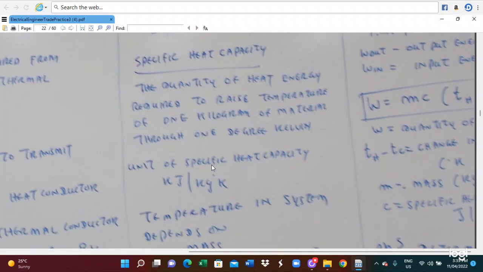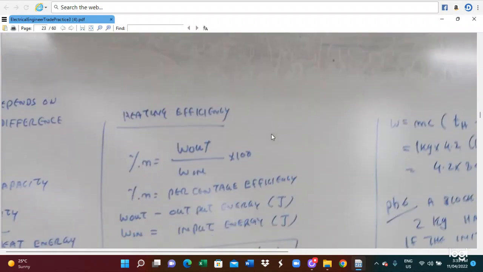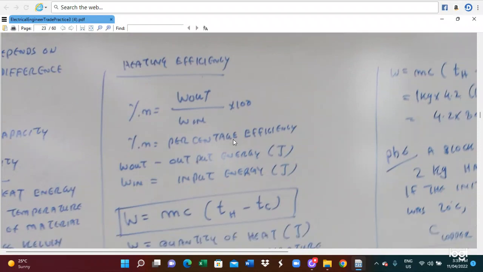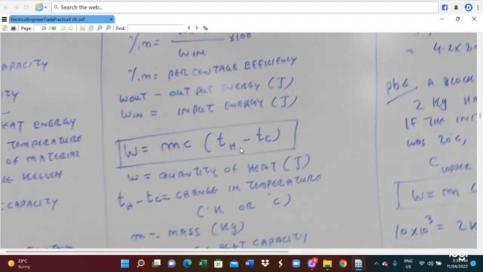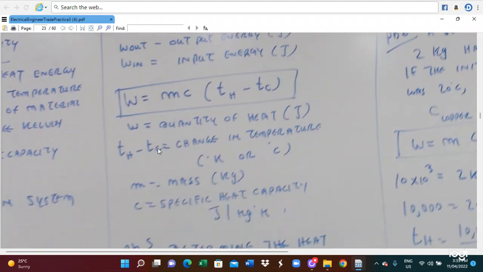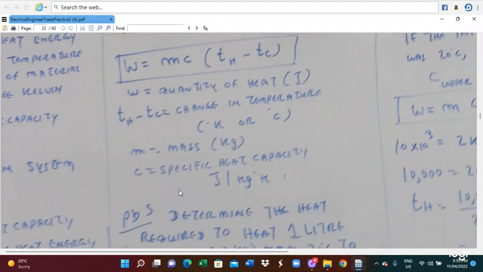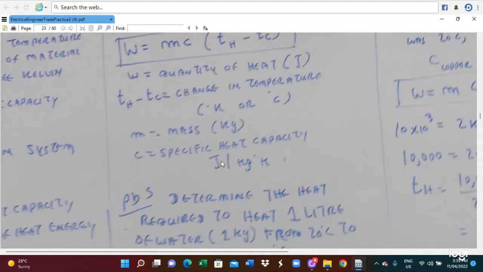Maximum heat efficiency. Heat efficiency as a percentage: N equals output divided by input, times 100. So percentage efficiency, where output is output energy in joules and input is input energy in joules. W equals MC (TH minus TC). W is the quantity of heat in joules, and TH minus TC is the change in temperature, in degrees Kelvin or degrees centigrade. M is the mass. C is the specific heat capacity, joules per kilogram per Kelvin.